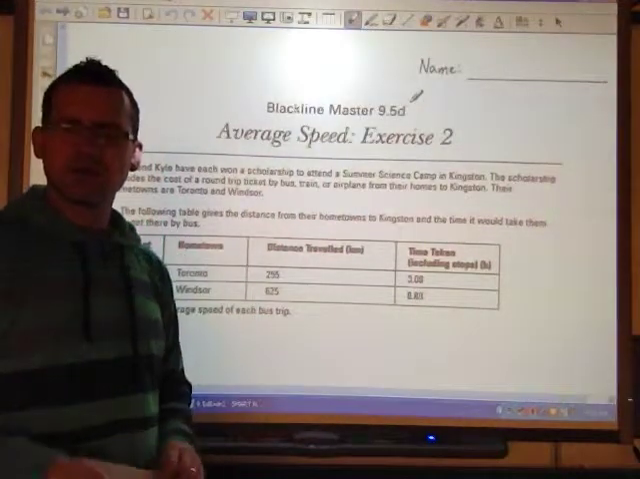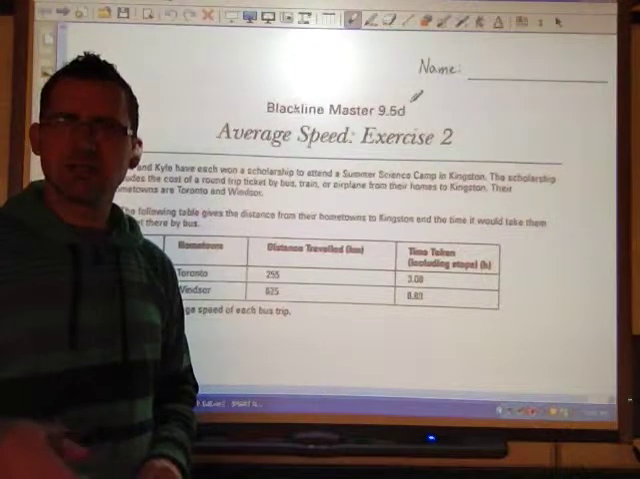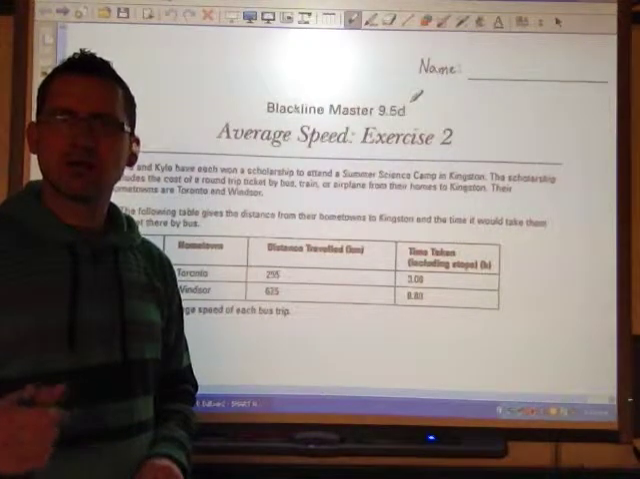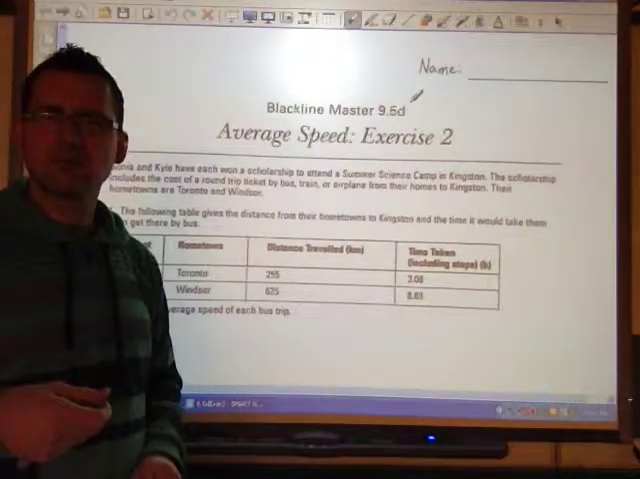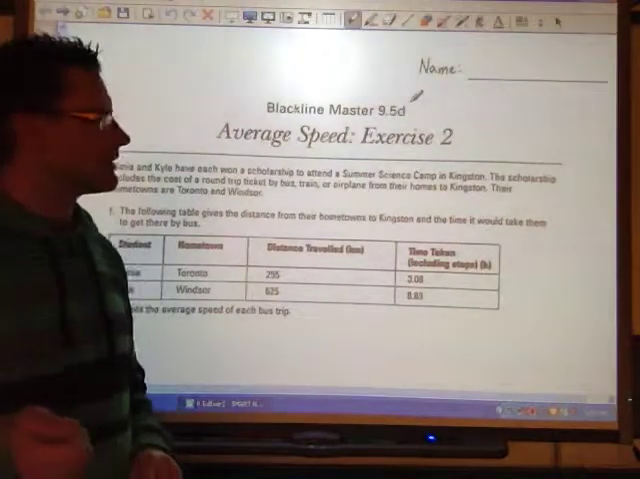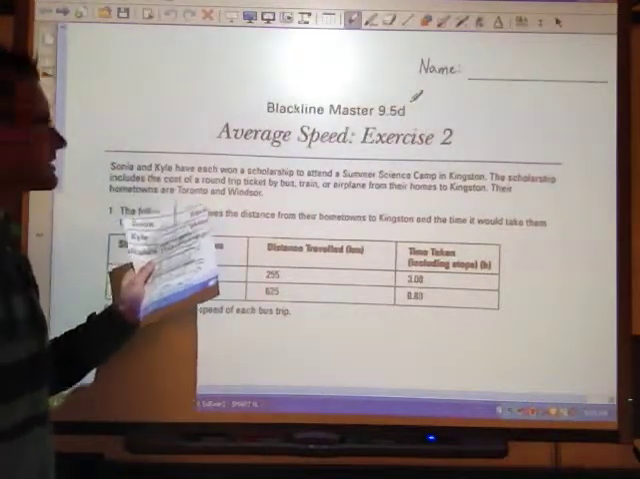I'm going to run through one of the calculations and I'll get you to run through the second calculation. So when you hand it in, you'll have both calculations done, with some help from me with one of them, and then the one that you did yourself. So this is average speed, exercise 2. Just reading the original question here.